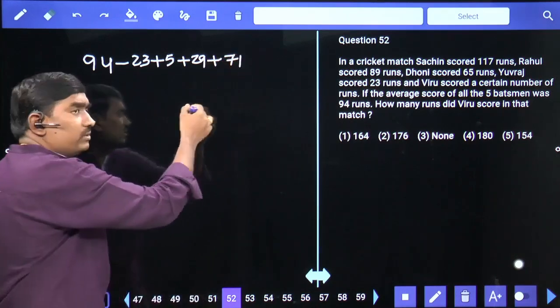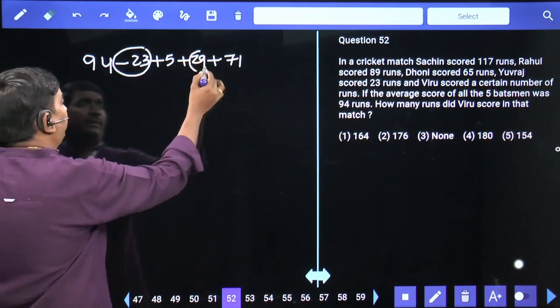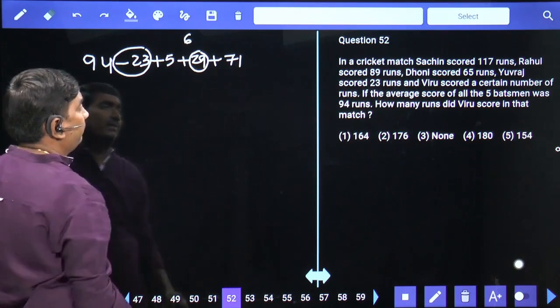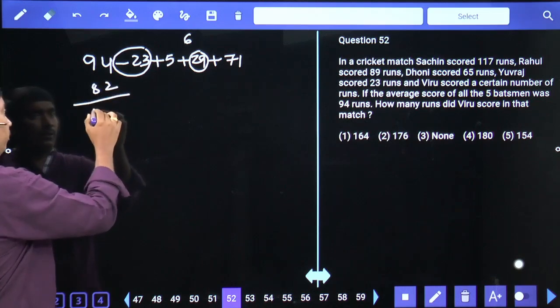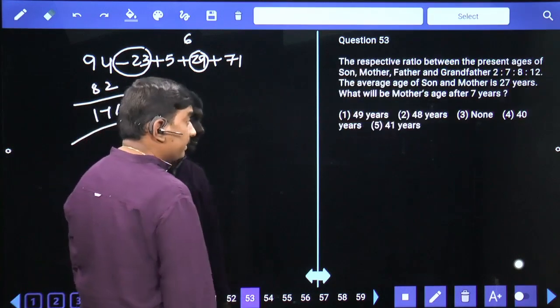So these are the scores that belong to Viru. Minus 23 plus 29 means 6. 6 plus 5 is 11. 11 plus 71 is 82. 94 plus 82 means 176 runs. Viru scored 176 runs.